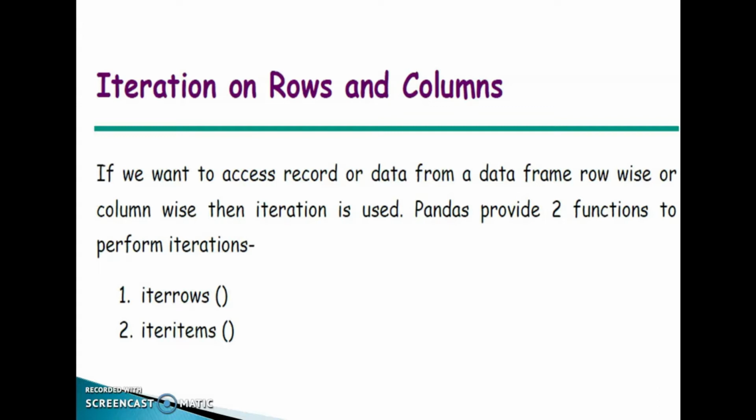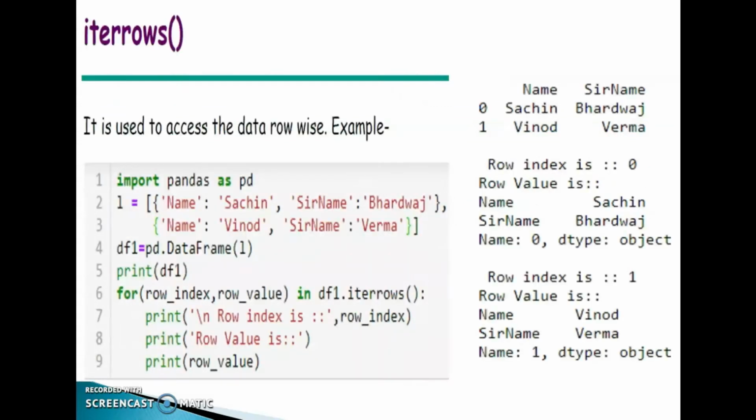First one, iter rows. Second one, iter items. First one, iter rows. What is this iter rows function? It is used to access the data row wise. We need the data from a data frame row wise. For that, we can use this function iter rows.